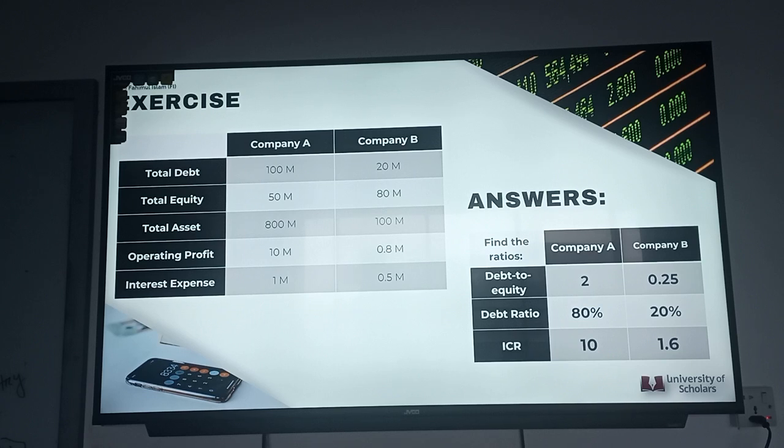ICR indicates the interest coverage ratio. A little bit earlier we said that 1.5 to 2 is acceptable, but beyond that is very much appreciable for a company, where the company can cover its interest expense 10 times with its operating income. So company B's interest coverage ratio is also acceptable as it is 1.6, which is between 1.5 and 2, but not as good in comparison to company A.